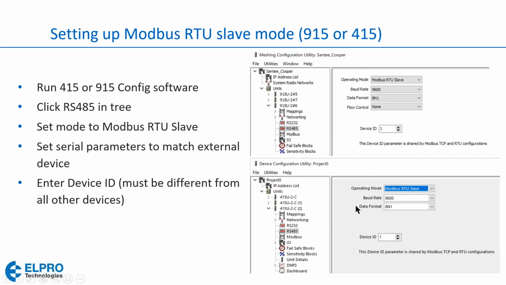Okay, on the 415, virtually identical setup here. Very, very similar to the 915. And really, that's it. From this point, we would just click on the title of the radio. We would click on Program Unit, then, to transfer this configuration from the software into the radio. So slave mode is really, really dead simple to set up.